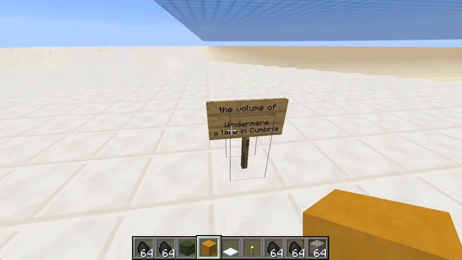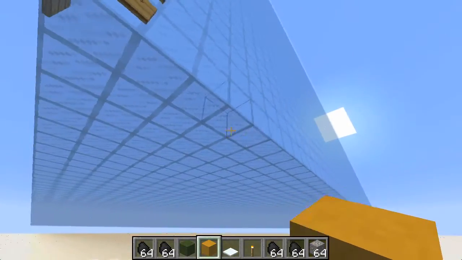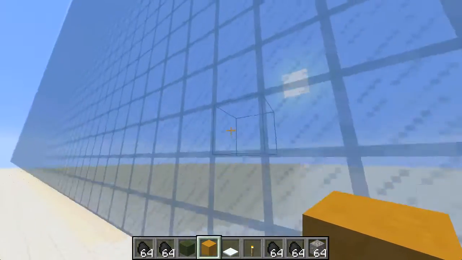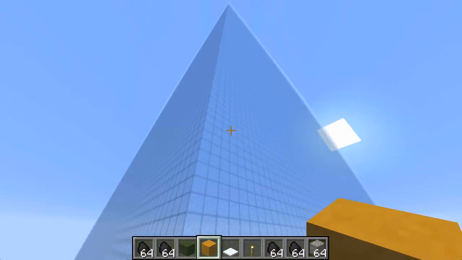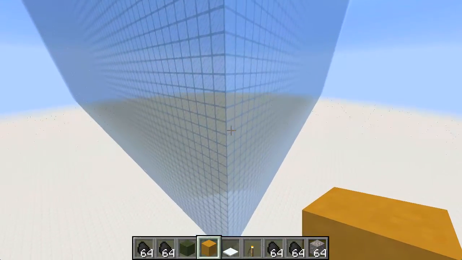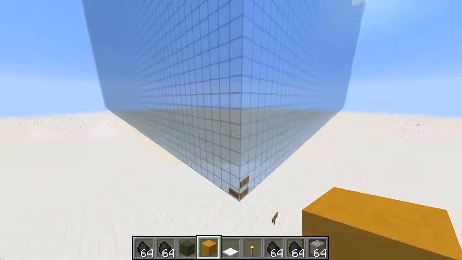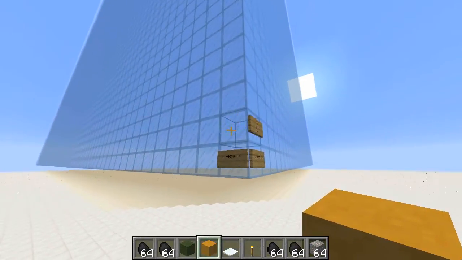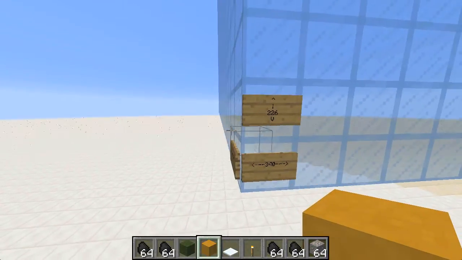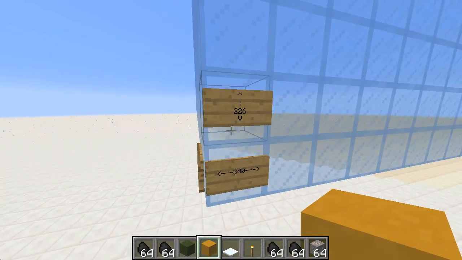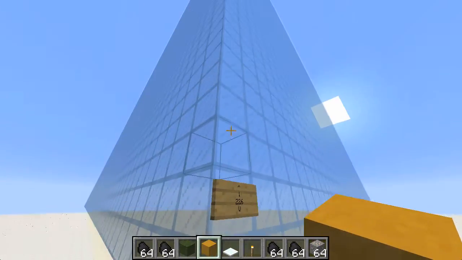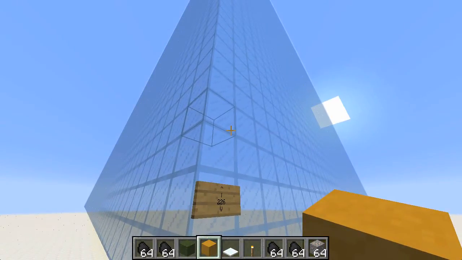So the volume of Lake Windermere is represented in Minecraft here. Okay, so this is a giant cubic volume of the water, and I've used glass in this case. This is the cubic volume of water of Lake Windermere. If we look at its height, I couldn't make a cube shape because it would break out of the top of the Minecraft world. You would never be able to fit it in there.